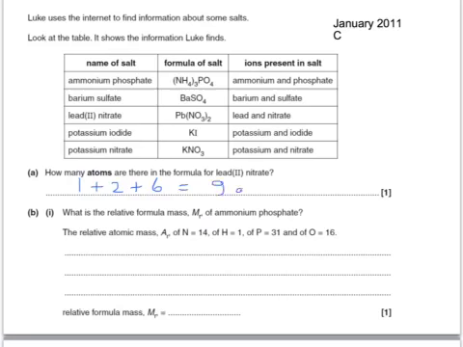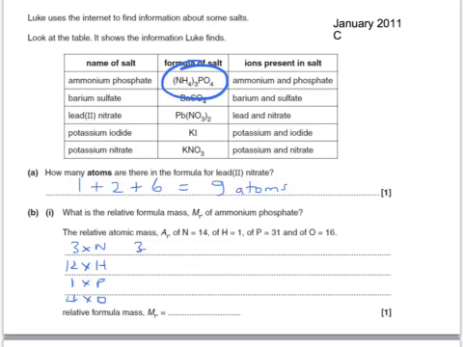comes to a total of 9 atoms. What's the relative formula mass of ammonium phosphate? The one at the top with the rather complicated formula. Okay, well here we've got 3 lots of nitrogen atoms. We've got 12 hydrogen atoms. We've got 1 phosphorus atom, and we've got 4 oxygen atoms.